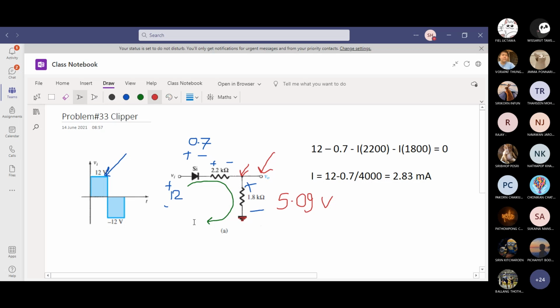All right, Yapeng? Yes. Now I'm going to erase a few things and we're going to go to the negative half cycle. Yapeng, I want you to focus on the negative half cycle of the input. Here, negative 12 volt, which means the input is now like this, minus, plus, 12. What is V out now during the negative half cycle?